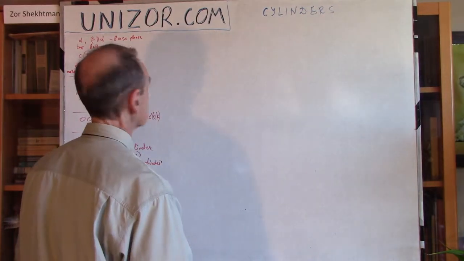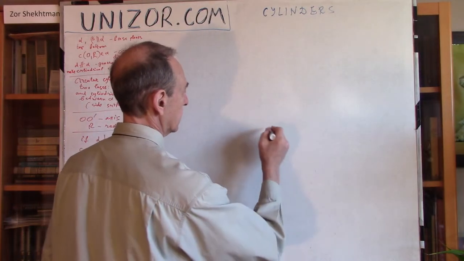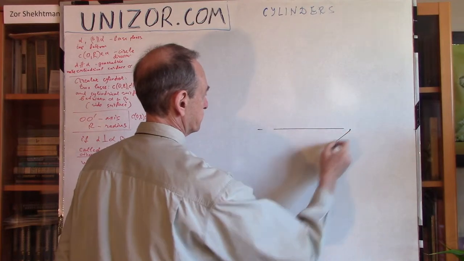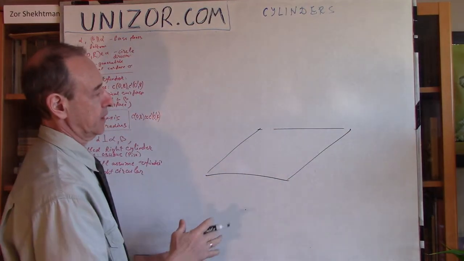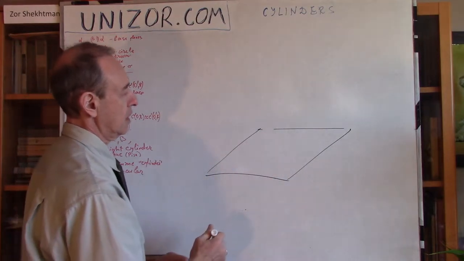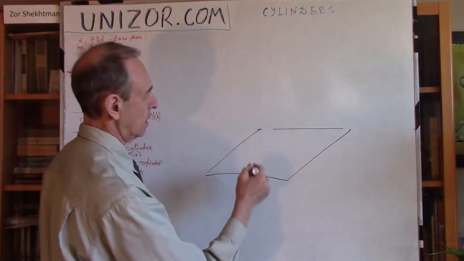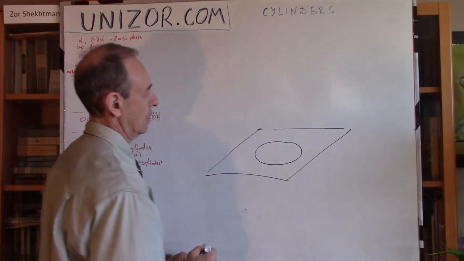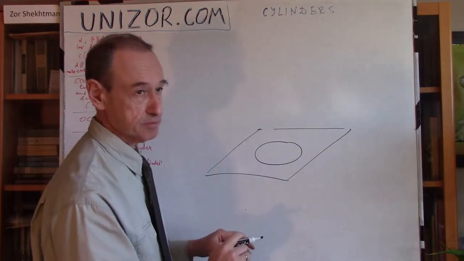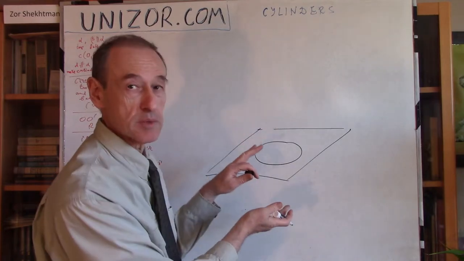Let's imagine that we have a plane. So this is the horizontal plane, that's how I draw it. And let's consider that on this horizontal plane I have a circle. Well, it looks like an oval, but basically it's only because we are looking from a side.